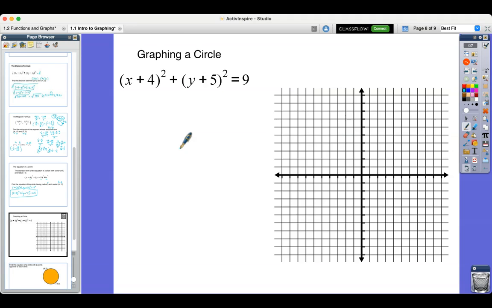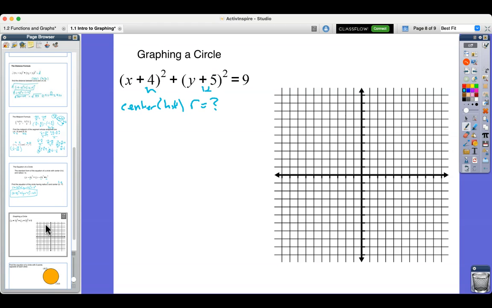We need a radius, like we said. We need to know what the radius is and what the center is, which will be our h comma k. We need those two things, the two main things we need when graphing a circle. All right, so let's look at this. This is our h, this is our k.